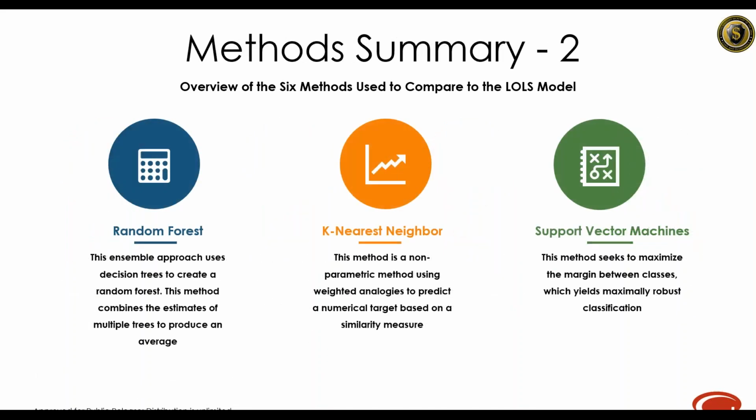Then we have random forest, which is an ensemble approach actually within itself. It combines multiple regression trees to produce an average, more robust estimate. K-nearest neighbor. It's a non-parametric method that uses weight analogies to predict a numeric target. And support vector machines. And they look at segmenting data and maximizing a margin between classes to yield robust classification.